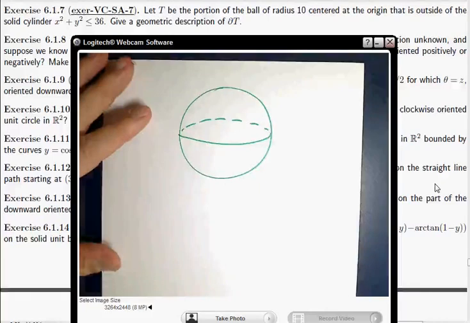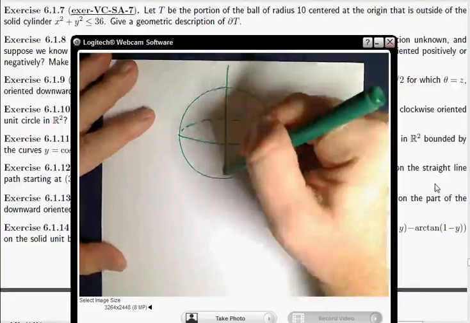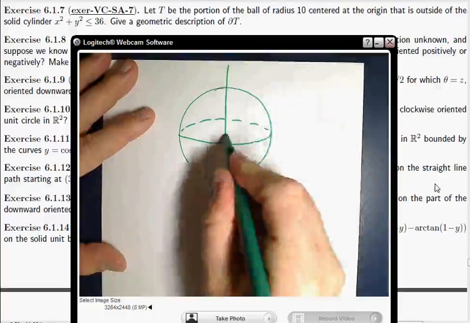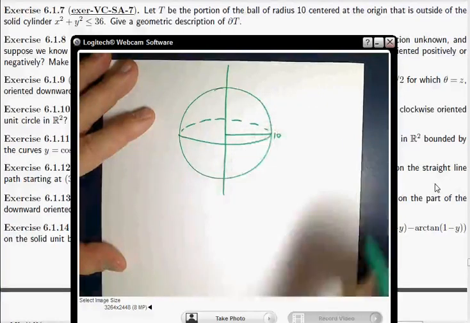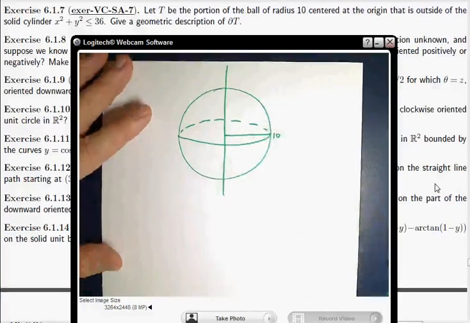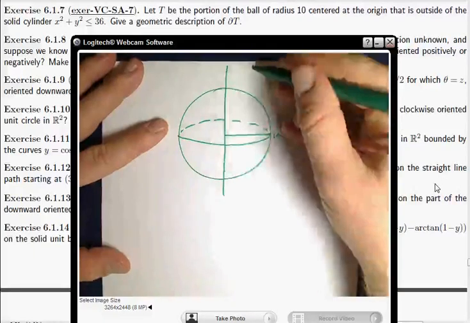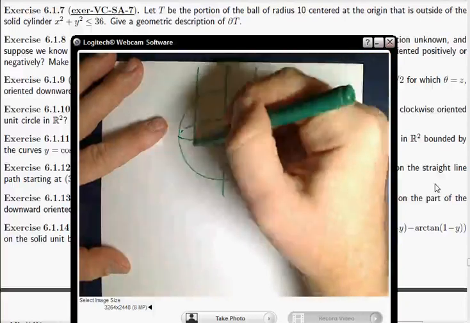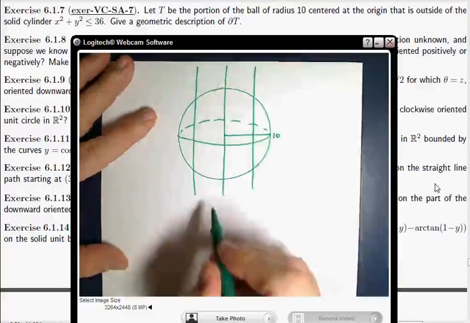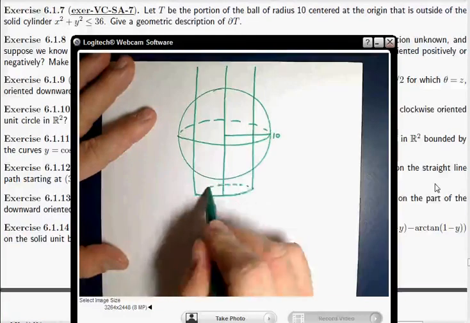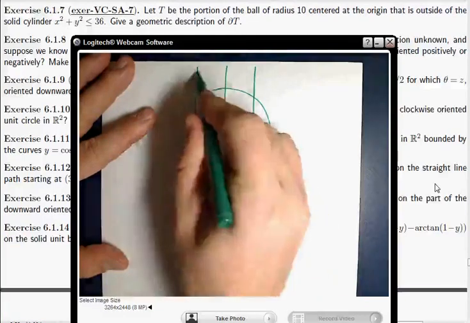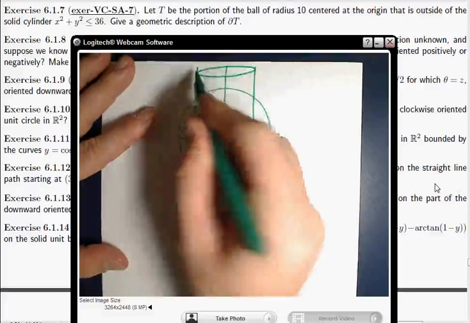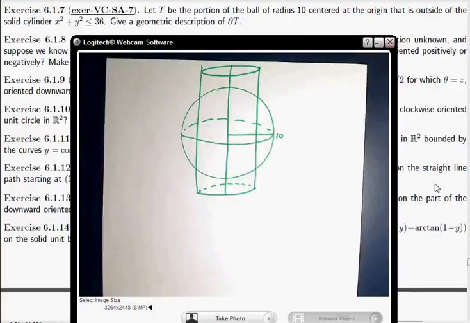There's our ball. Its radius is 10, which means that this distance here is 10. And we're going to take now a cylinder that cuts through that has radius 6. We're going to bore a hole, basically, through that cylinder. And I claim you get kind of a bead, right? A bead with a hole through it.